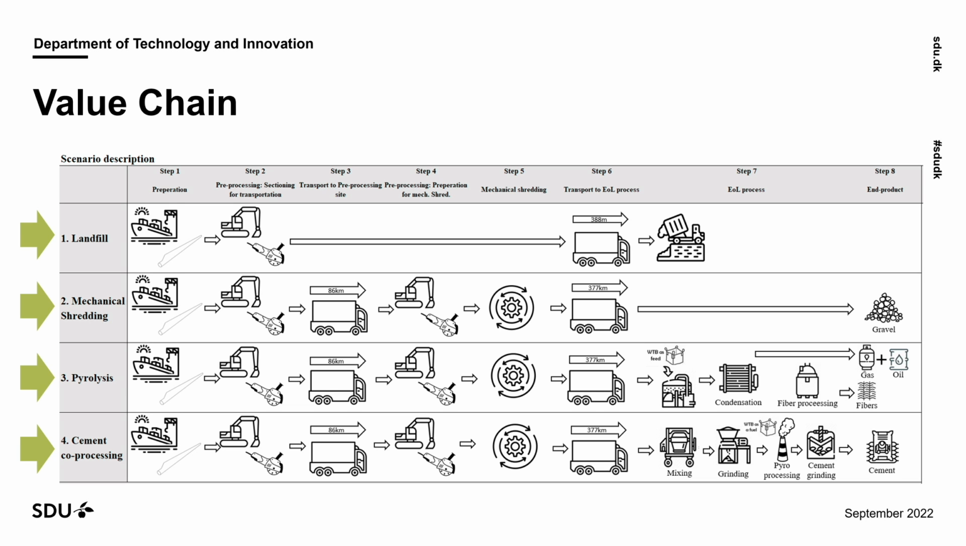And then finally cement co-processing, again steps 1 to 6 are still the same, but then we have some other processes here. First the material is mixed with some other components, then ground, then it goes through the pyro processing and cement grinding, and then finally you have the end product being cement. So this is what we're working on, gathering data, doing the LCA analysis, and unfortunately I can't present any of those results today, but this is ongoing work.